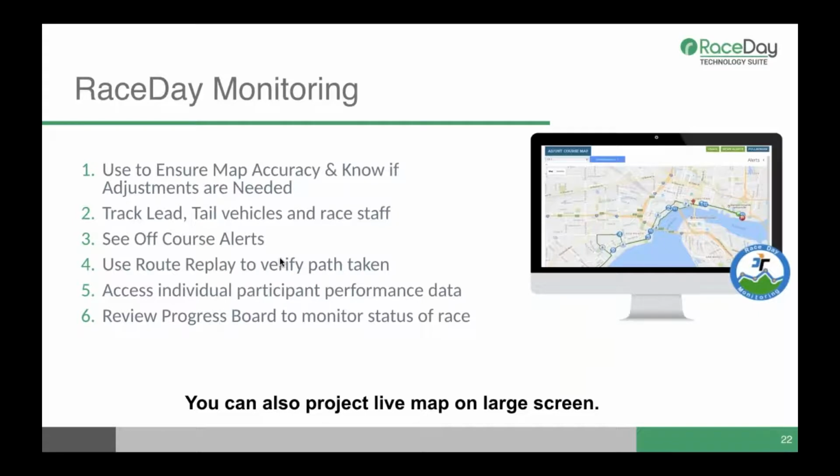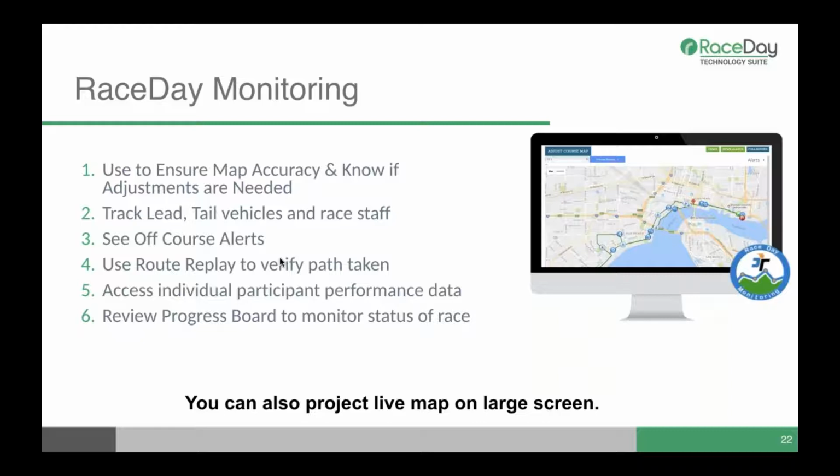So now let's talk about race day monitoring. This is something we haven't really talked a lot about, but monitoring is extremely crucial so that you can ensure map accuracy and know if any adjustments are needed during the race. With monitoring, you can track lead and tail vehicles, and you can even track your race staff. Tracking race staff is super helpful.